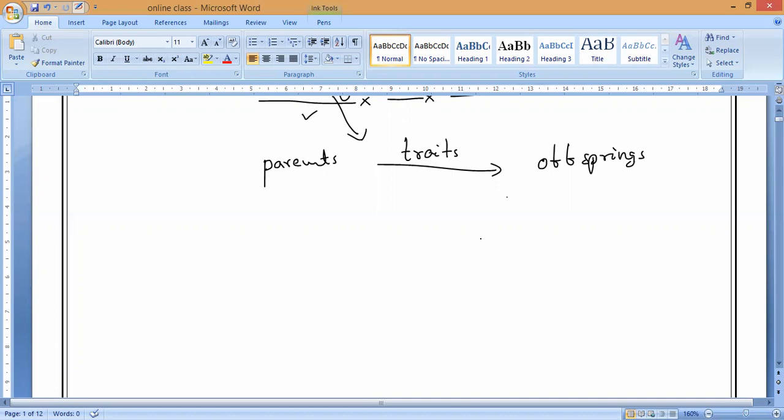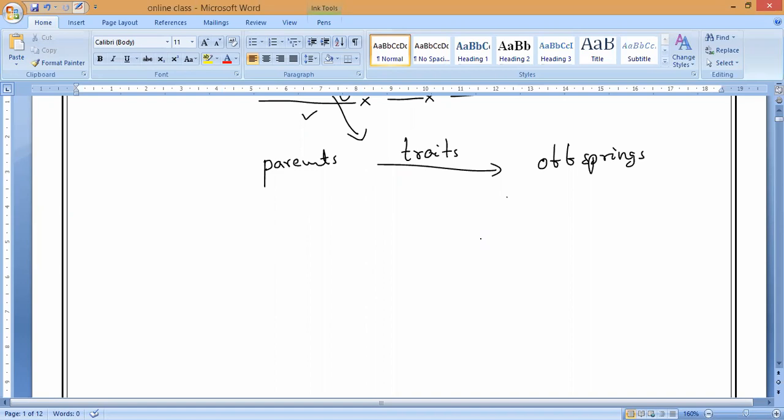But in the sexual reproduction method, the number of variations produced is very large. Even if they may be similar to the parents, they are not a true copy of the parents. That is what we studied in the last class.